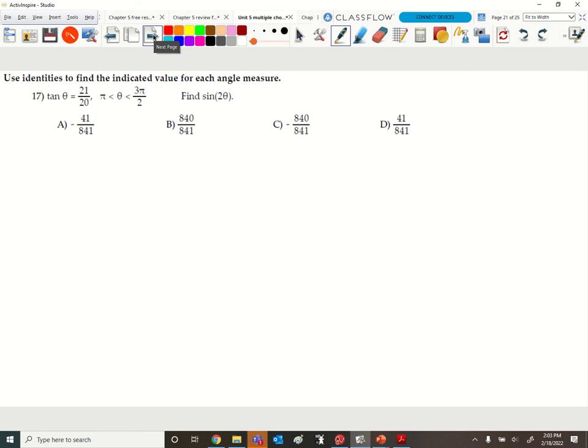All right. This right here is 17. It's giving me a tangent of a single angle. So if it's a single angle, I know that has to be my x, y, and r, right? So, tangent, x, y, r. Tangent is normally, what is tangent? Y over x. So my y value here is 21. My x value is 20. R is, I don't know yet.